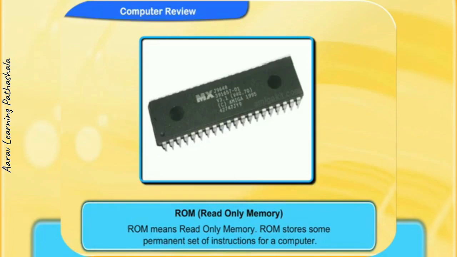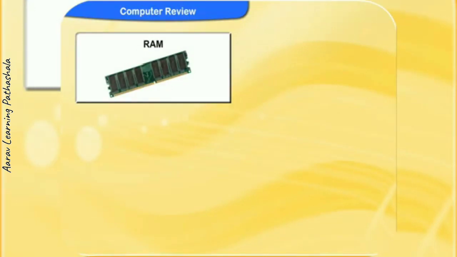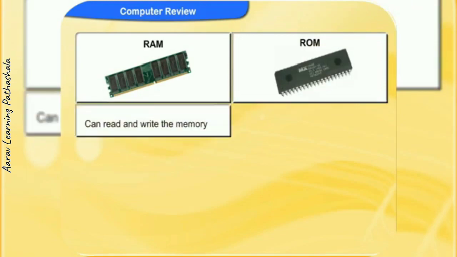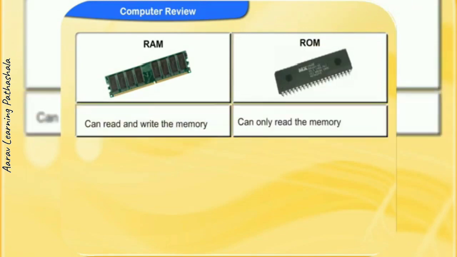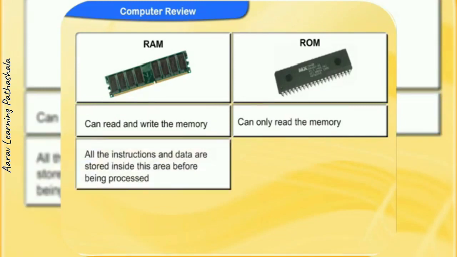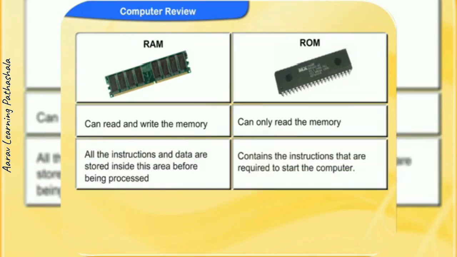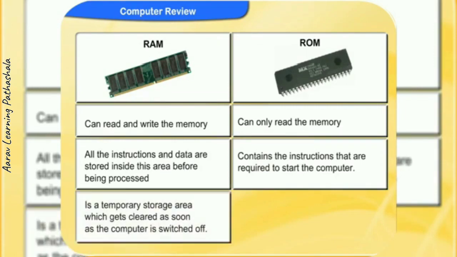What are the differences between RAM and ROM? Well, RAM means random access memory, while ROM means read-only memory. RAM can read and write the memory, while ROM can only read the memory. In RAM, all the instructions and data are stored inside the area before being processed. ROM contains the instructions that are required to start the computer.